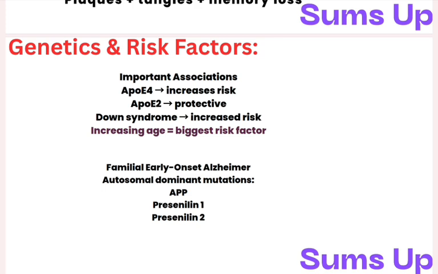Then there are certain things which increase the chances of Alzheimer's in younger patients. There are autosomal dominant mutations in the APP gene. What is the APP gene? It is amyloid precursor protein, which is located on chromosome 21. So in Down syndrome, in which we have three 21 chromosomes, APP is increased and it can increase the chances of Alzheimer's in younger individuals. The second thing is presenilin 1 and presenilin 2, which also increase early familial onset Alzheimer's.